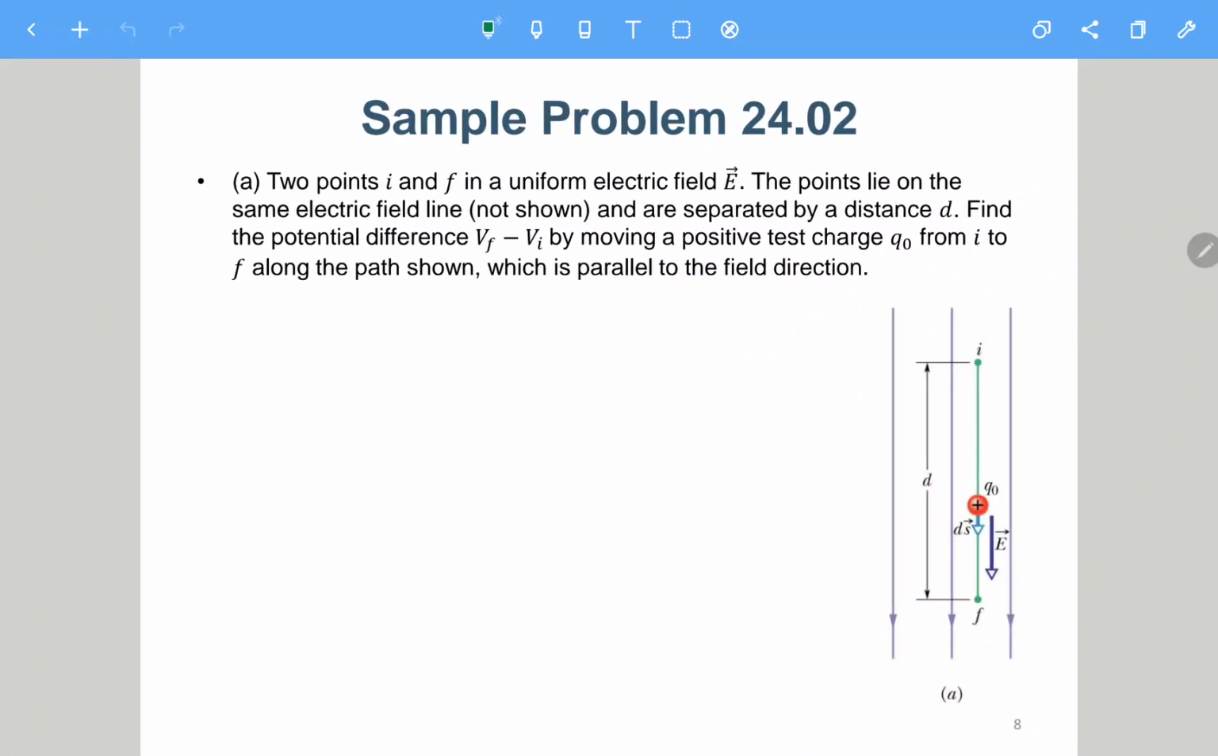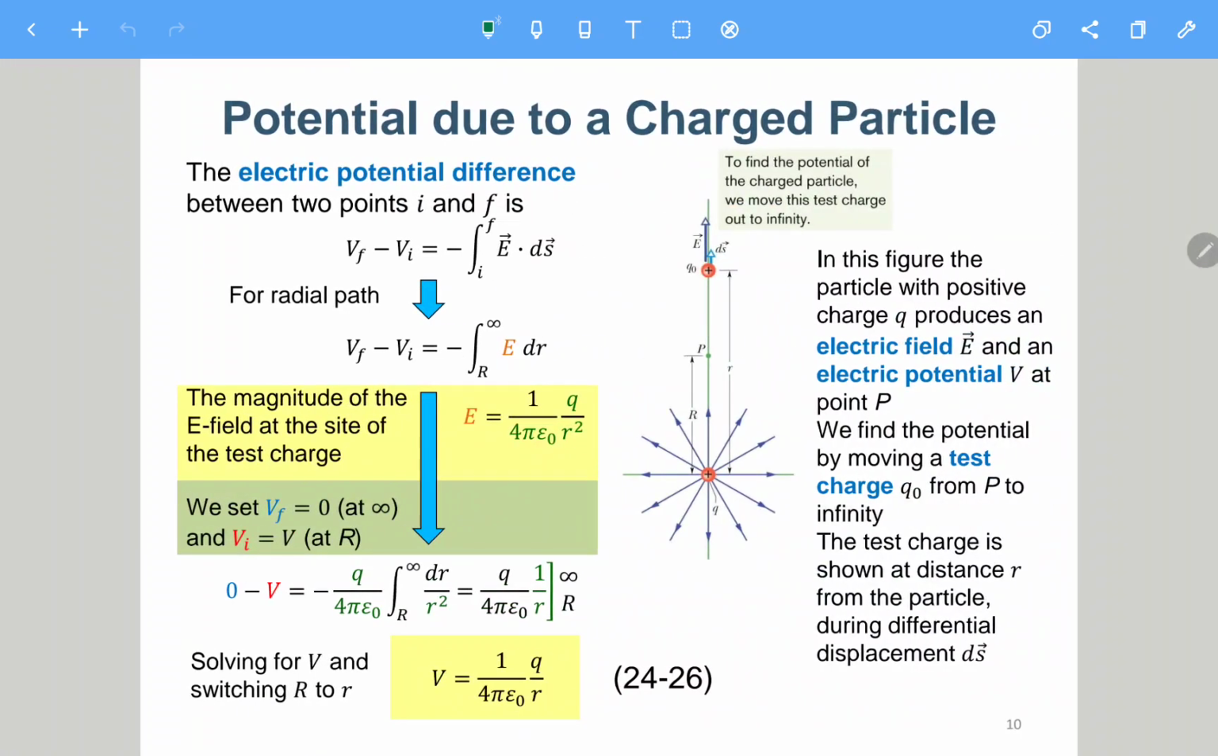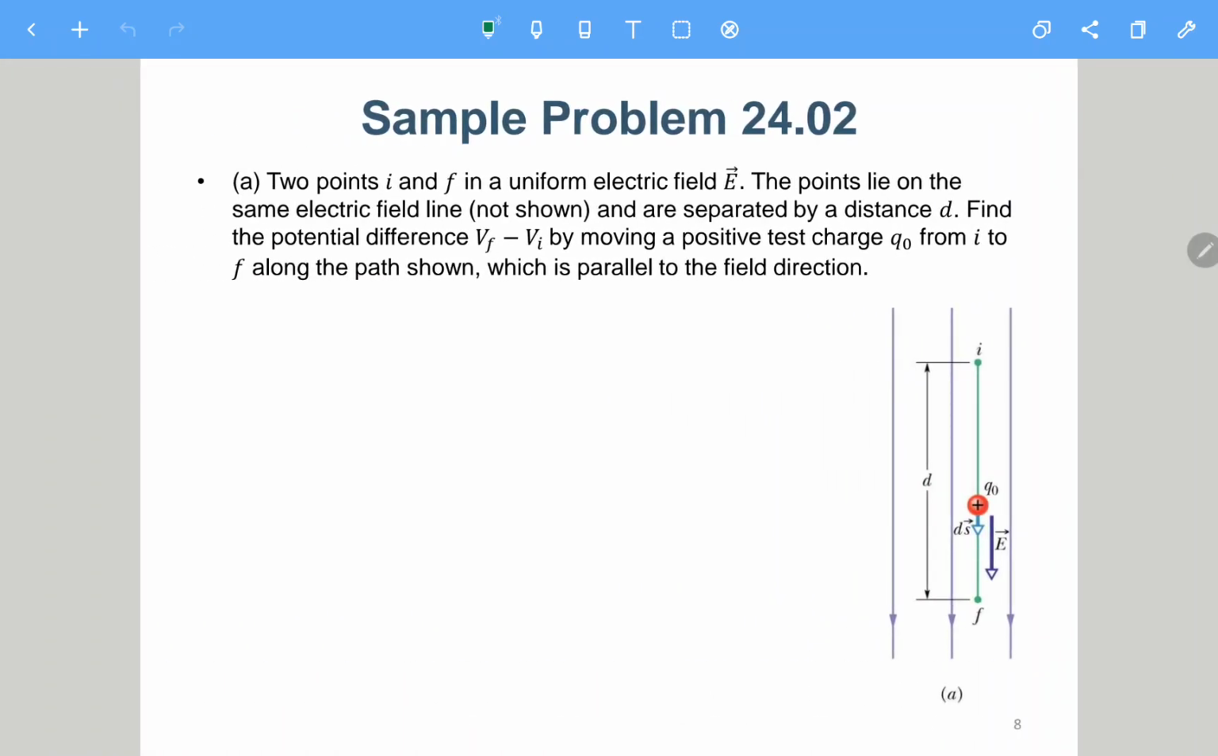Okay, yeah, so let's see. Yeah, so let's finish off this sample problem before we have a 10 minute break.